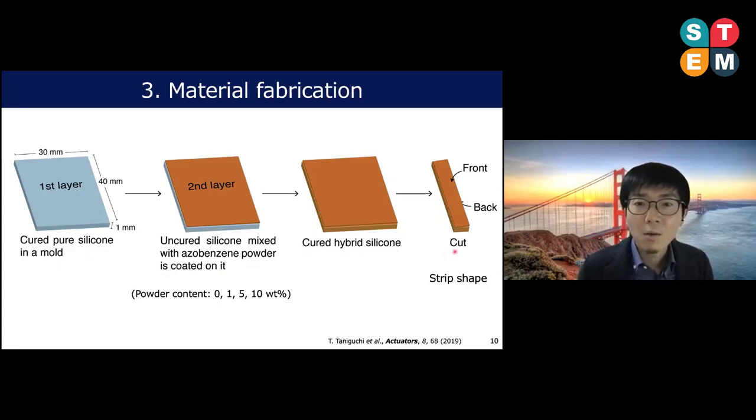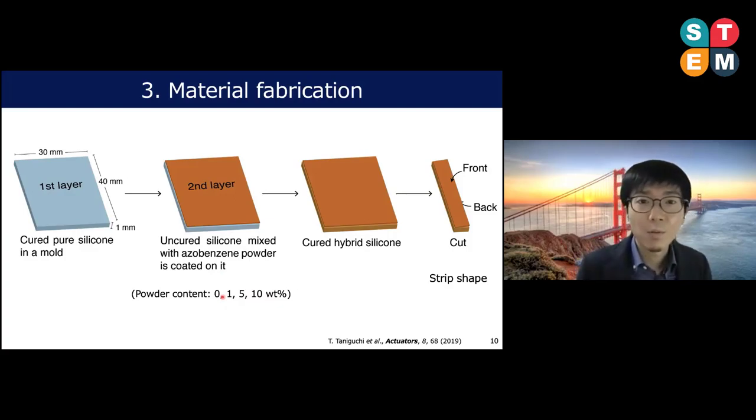Then the strip shape silicone was cut. So here, the powder content was changed between 0, 1, 5, and 10 weight percent in the second layer. So 0 weight percent means just pure silicone.